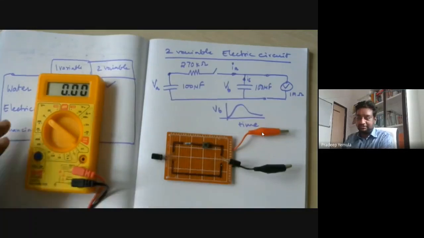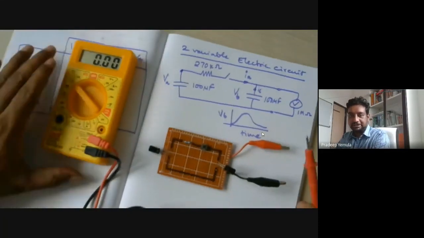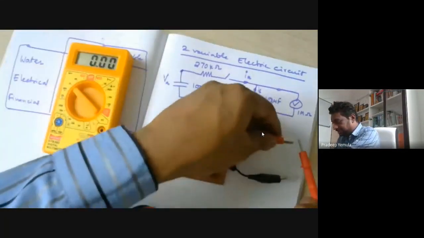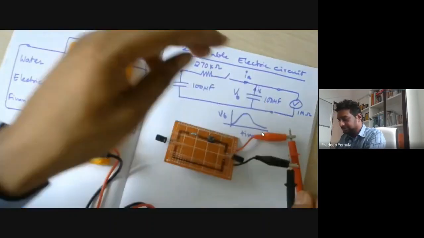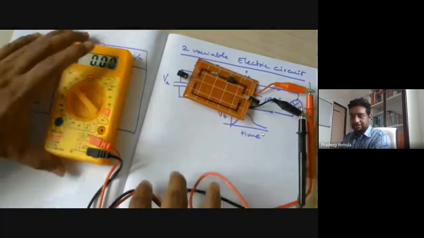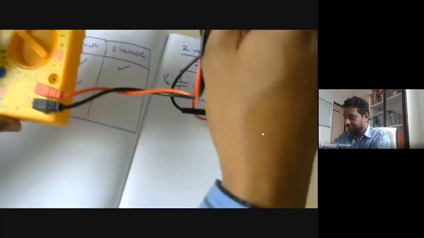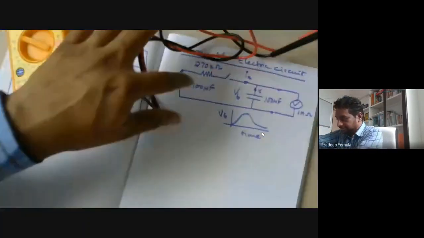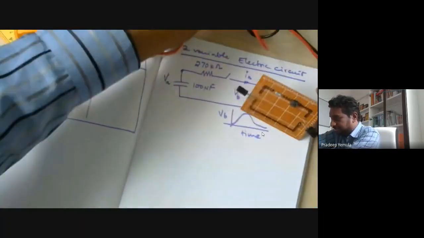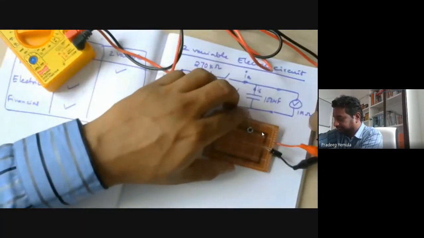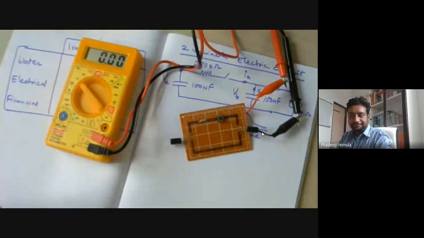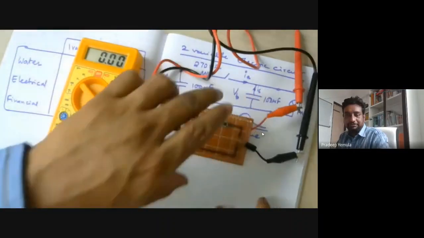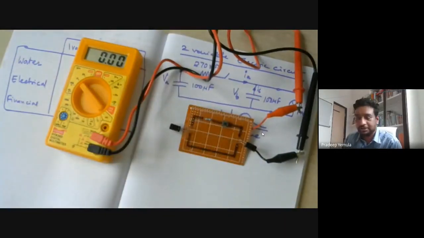Now I take my voltmeter and connect it to the second side, this side. Of course, just as we measured before, the value is still 0. So let me place it properly. Now we have the circuit, and we have the measurement on the second side.